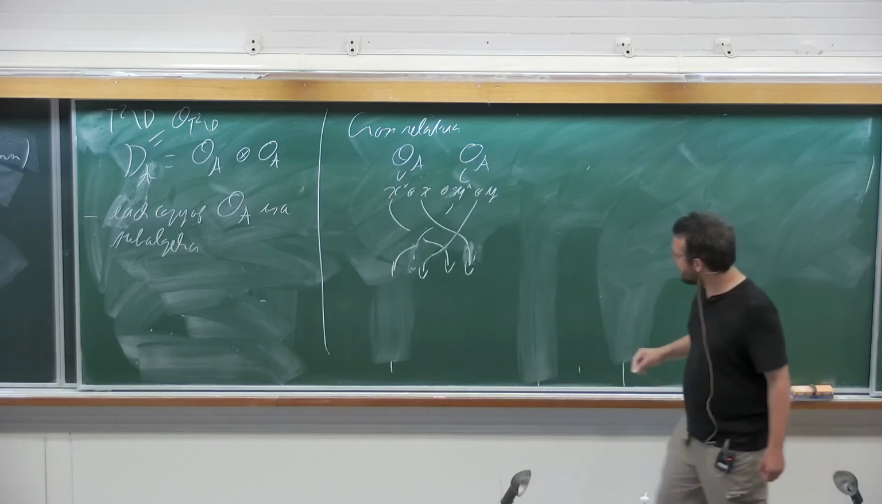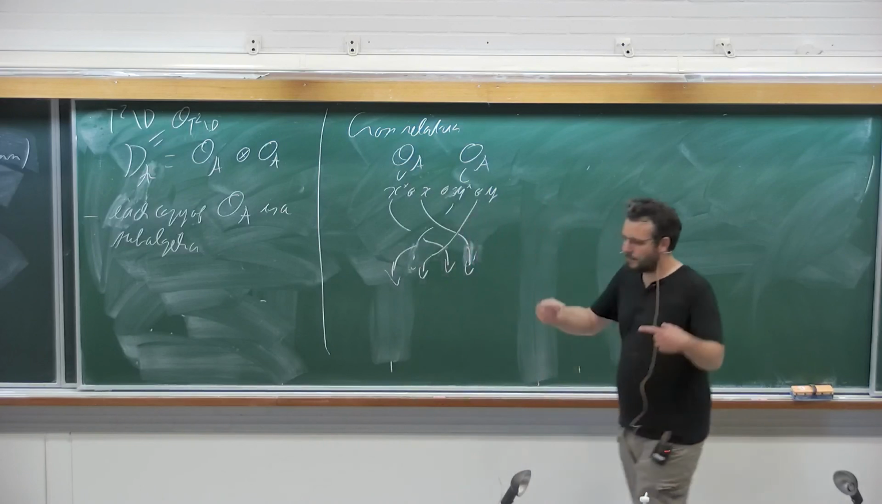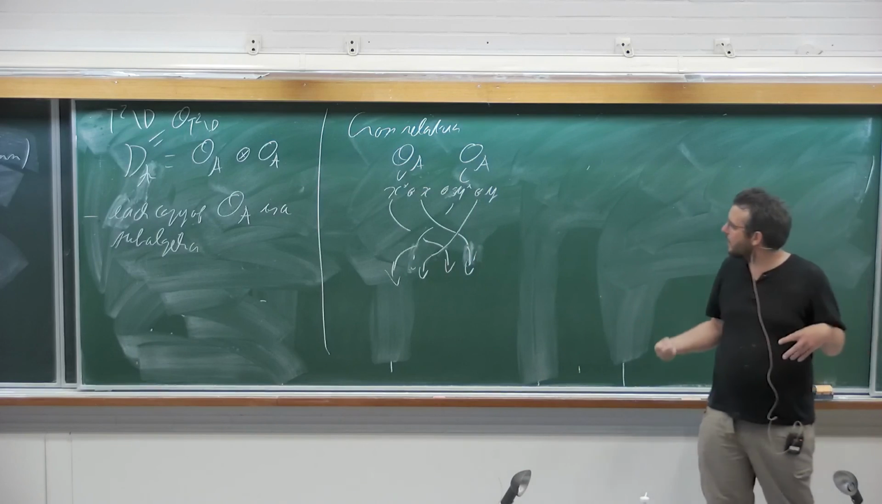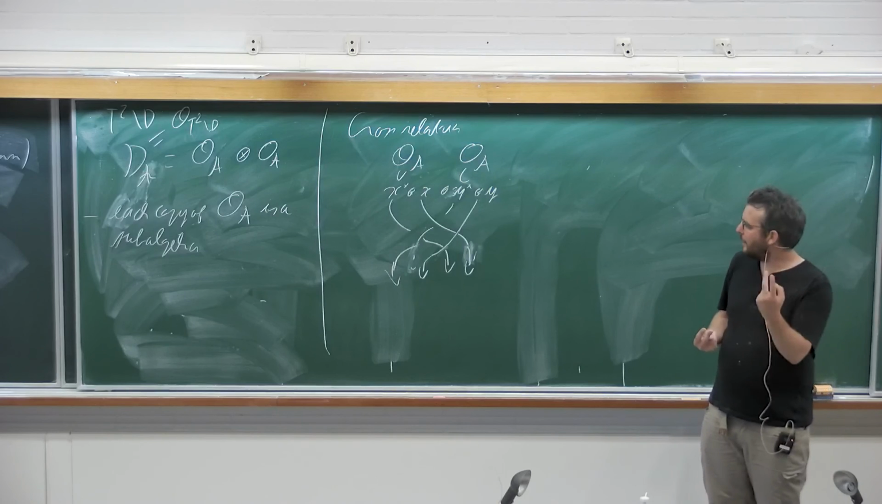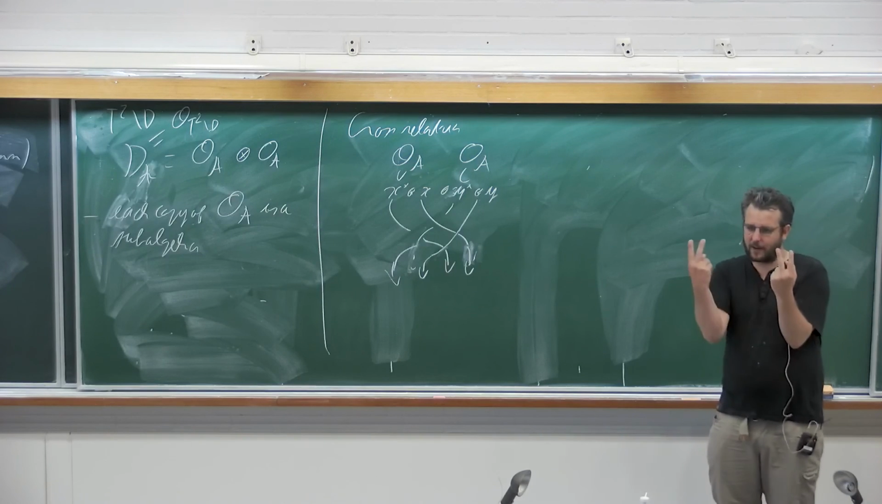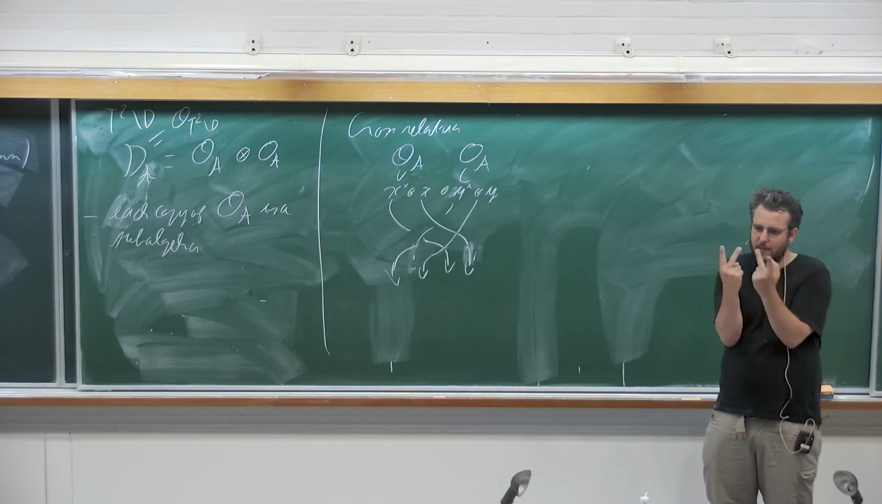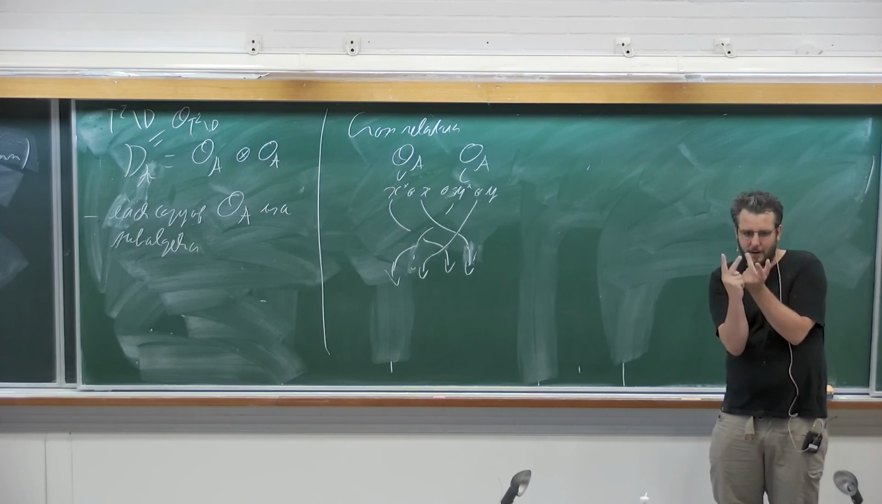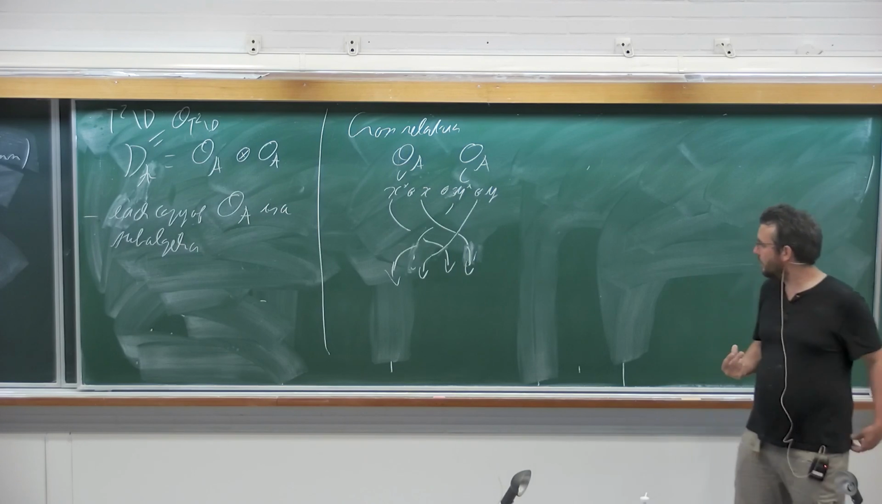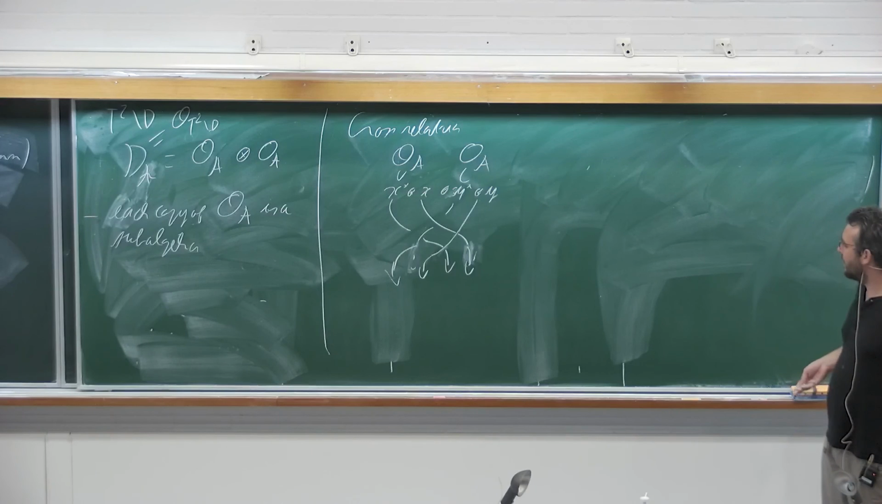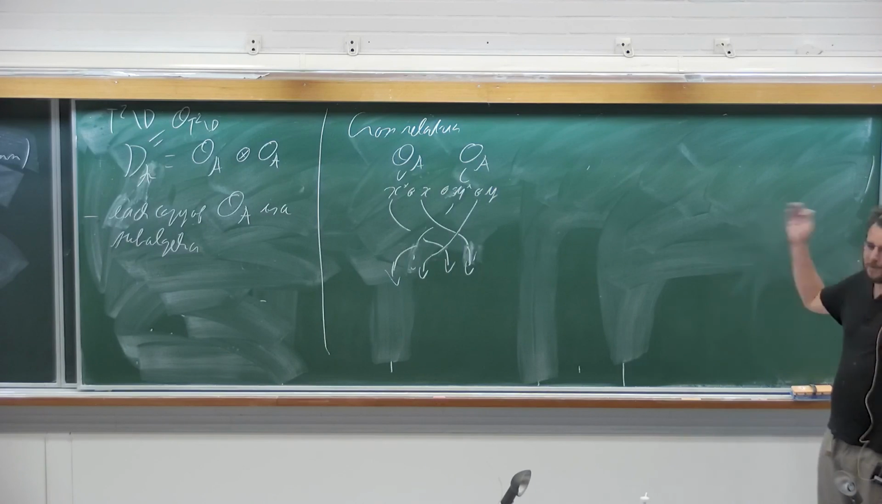So I claim that this is a cross relation. If I want to multiply an element in OA tensor OA and another element in OA tensor OA, I use this braiding to change the order of the two middle elements, and then I multiply on both sides. So I won't tell you why.